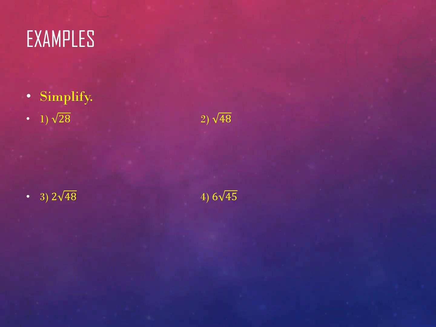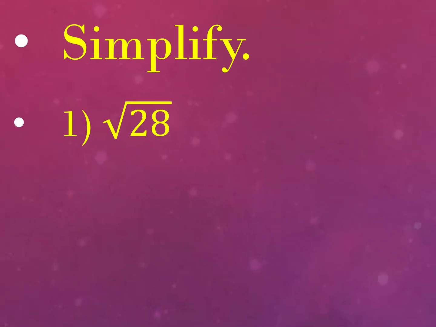Okay, so let's do some of these examples. Let's start with the square root of 28. Again, you can do it one of two ways. You can either use a factor tree, or you can break it up into a perfect square and a non-perfect square. I prefer to do it that way, so I want you guys to also get used to it. It's going to speed up your work a little bit.